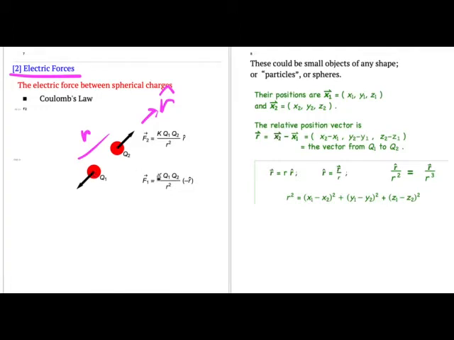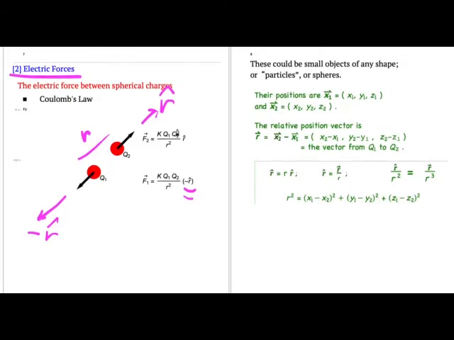And F1 is also K Q1 Q2 over R squared. It's consistent with Newton's third law. The forces have equal strength. Even if Q1 and Q2 are different, the two forces have equal strength because they're both proportional to Q1 multiplied by Q2. But it's in the opposite direction. So its direction vector would be negative R hat. I've chosen R hat to point in the direction from Q1 to Q2. Well, then negative R hat points in the opposite direction. So there's minus R hat.